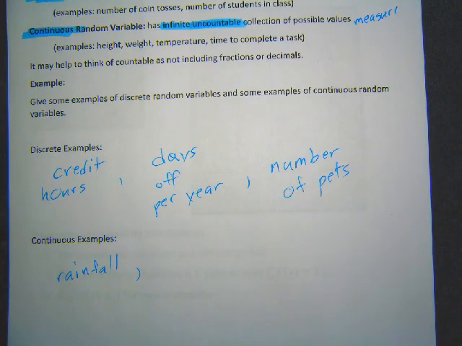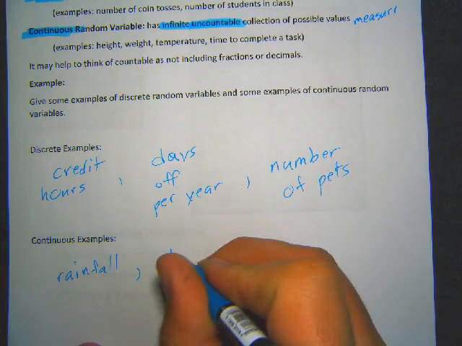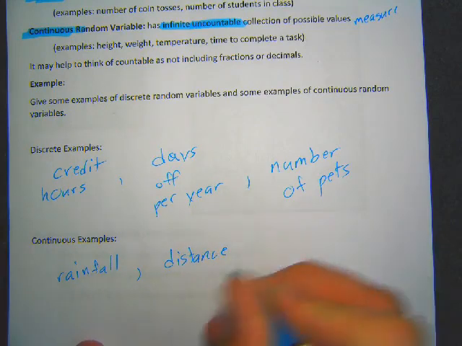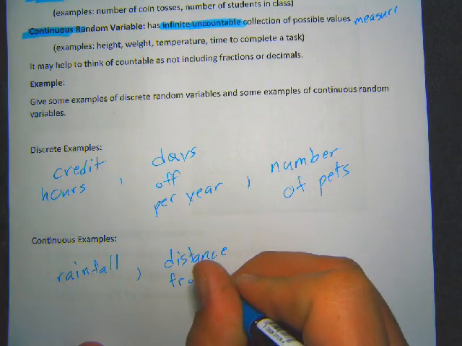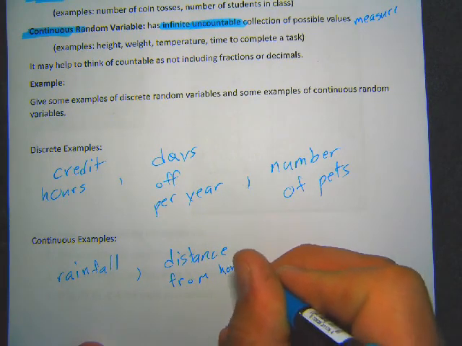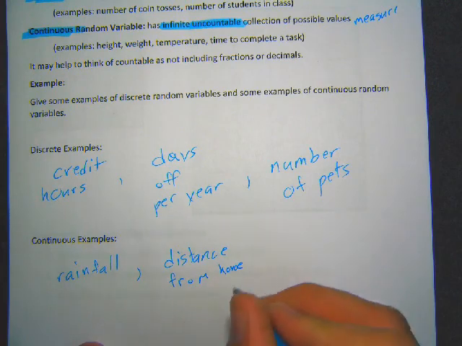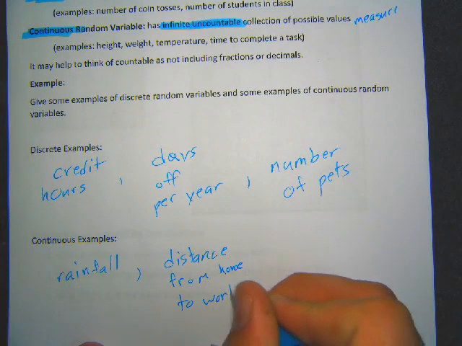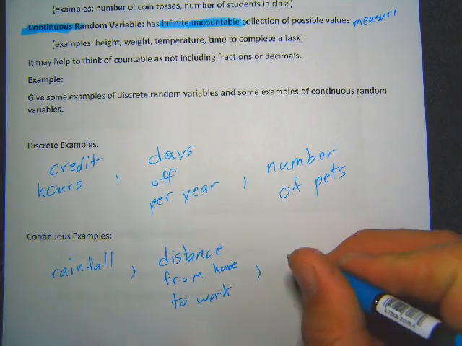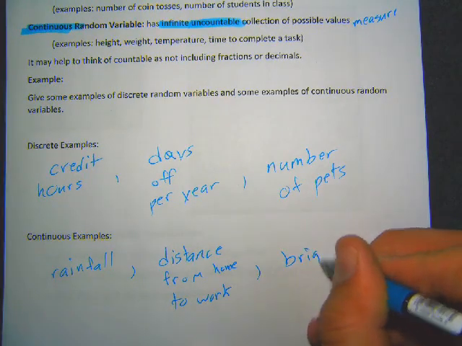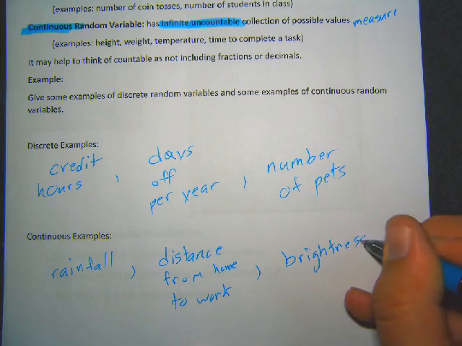Other things that would be continuous might be the length or the distance from home to work. That would be something you measure. You go out there and measure how far away your home is from work. That'd be a measurable, continuous type variable. Brightness of a star. So anything that you measure, that's going to be continuous.